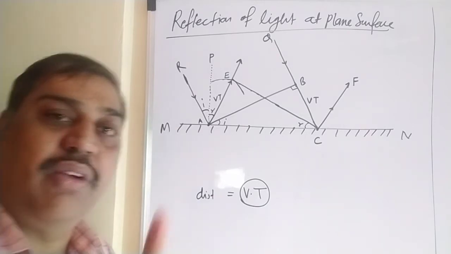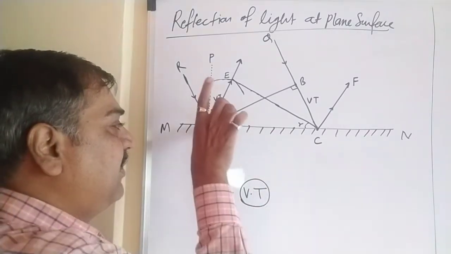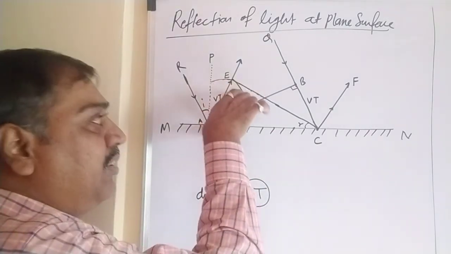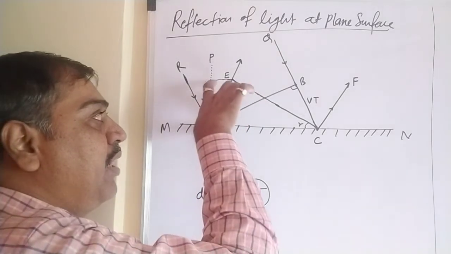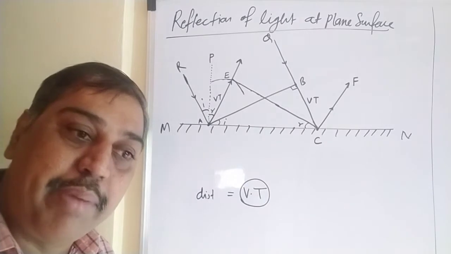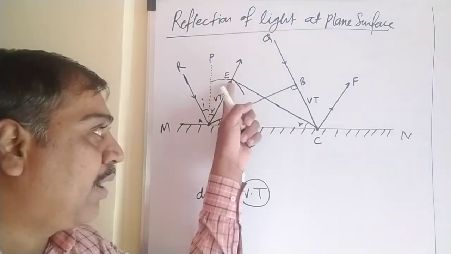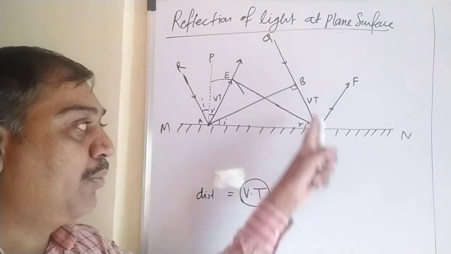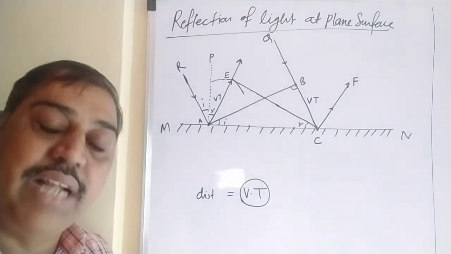Let us draw an arc with A as the origin, whose radius is V into T. I have drawn it like this. Name the point E. So we can say within a time period T, A reflected to the point E and B traveled from B to the point C. Okay, so that would be the theory.